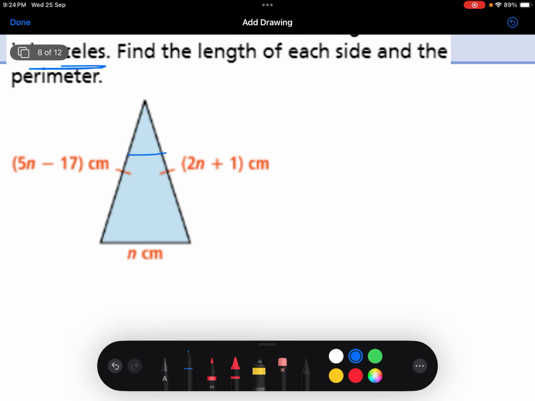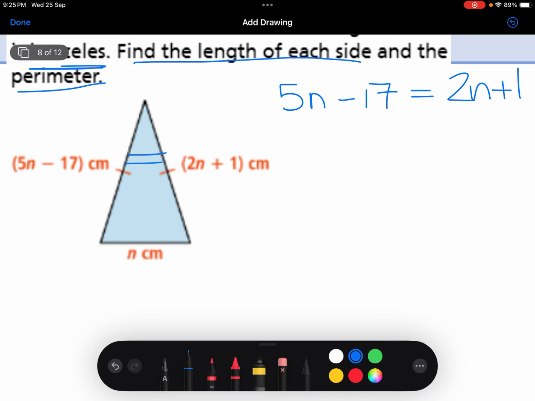Anyways, since they are equal to each other, my equation is ready. I have from one side 5n minus 17 equal to the other side 2n plus 1. My equation is literally ready. What do they want? They want us to find the length of each side and the perimeter. In order to find the length, I need to find, aslan, n. What is it? The variable. Yani, I have to solve this equation. Yalla, go ahead.